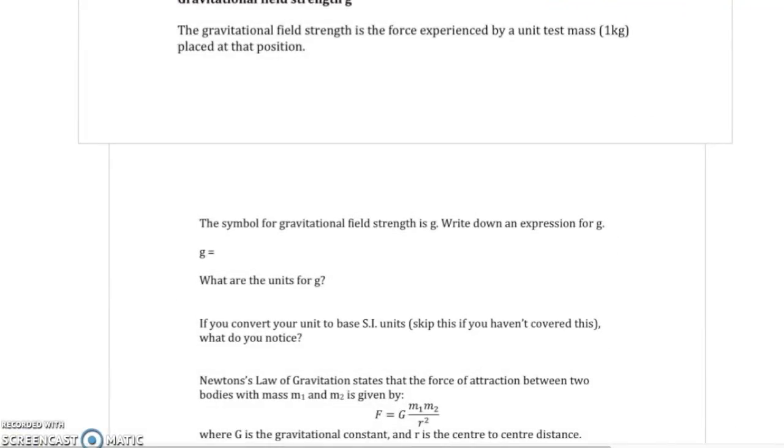Next we will discuss gravitational field strength. Okay, let's have a look at the introduction. You'll be most familiar with this symbol g; you've probably come across it as the acceleration due to gravity. As we'll see, there's an equivalence below. The gravitational field strength is the force experienced by a unit test mass, so essentially a 1 kilogram mass. What's the force on that placed at a certain position?